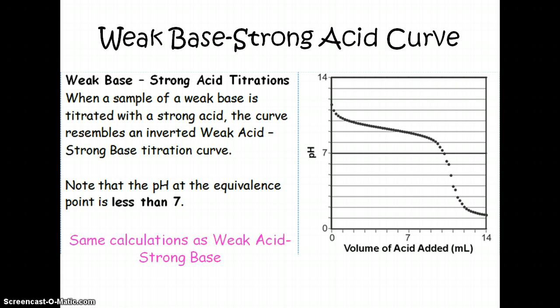It's pretty much the exact same thing as far as you start with a buffer region, but the curve just flipped. So it starts at a higher pH and ends at a lower pH. The calculations are going to be the same as before: before, after, at equivalence point, excess, all of that. Okay? All right. Another one that we need to look at.